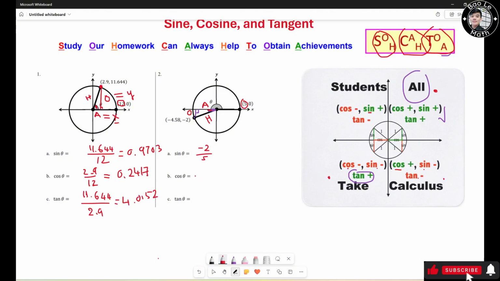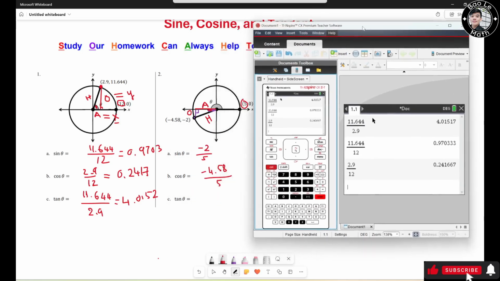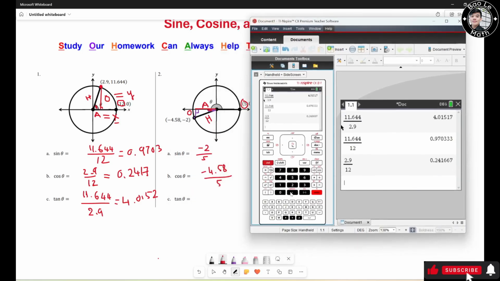Now cosine theta is going to be adjacent over hypotenuse. Adjacent right here, which means the s value of this point, right? So it's going to be -4.58 over hypotenuse, which means 5, right? Now we can calculate this one. So it's going to be -4.58 divided by 5.